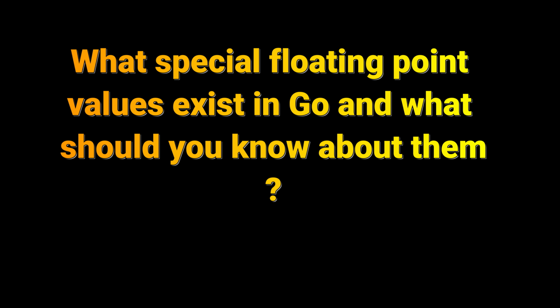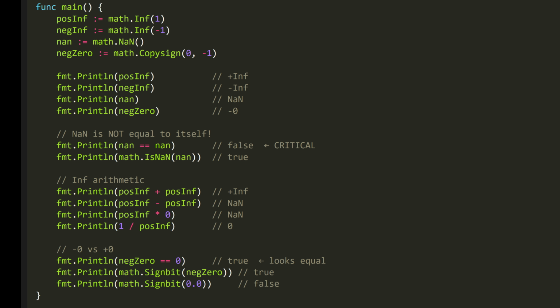What special floating point values exist in Go, and what should you know about them? Answer: Go floating point numbers can represent special values such as positive infinity, negative infinity, NaN, and -0. You can create them using functions from the math package. NaN means not a number, and an important rule is that NaN is not equal to itself, so NaN equals NaN is false. You should use a function like IsNaN to check it.